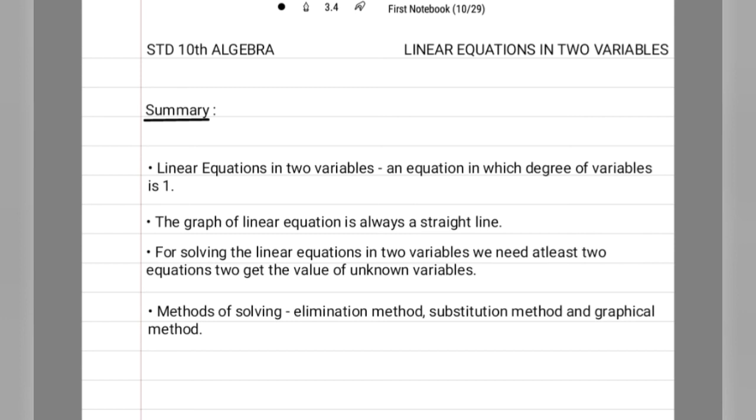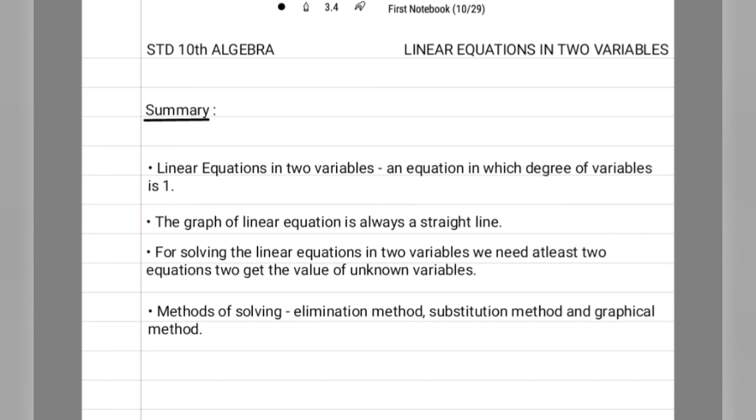The first thing which we learned was what are equations, and an equation is anything which has an equal to sign in between. And the second thing which we learned is what are linear equations. A linear equation is anything in which the variables have the degree or power of 1. Okay, so remember this thing.